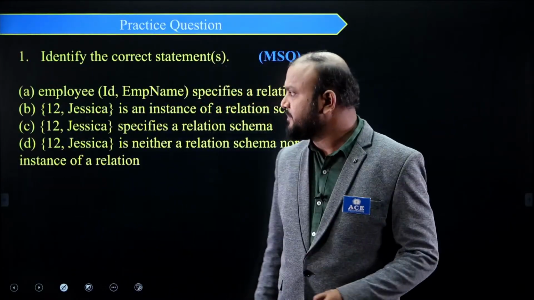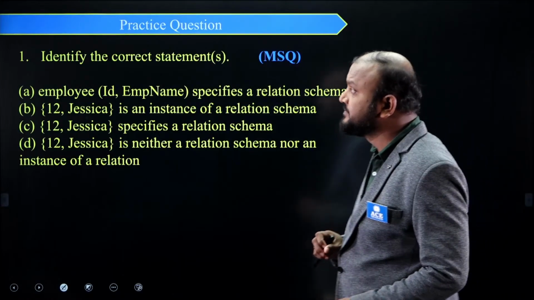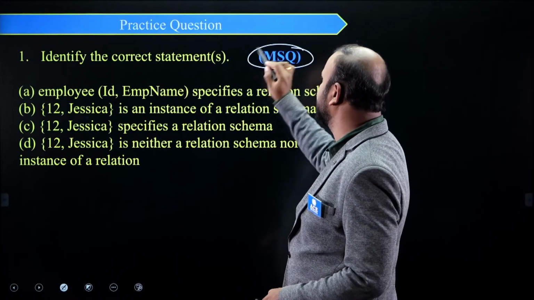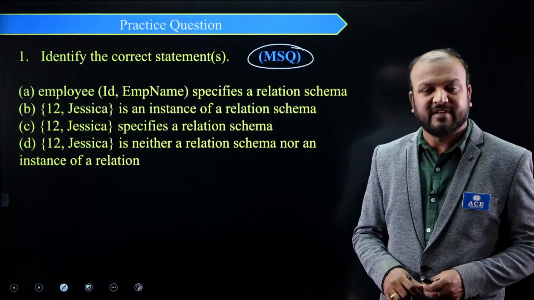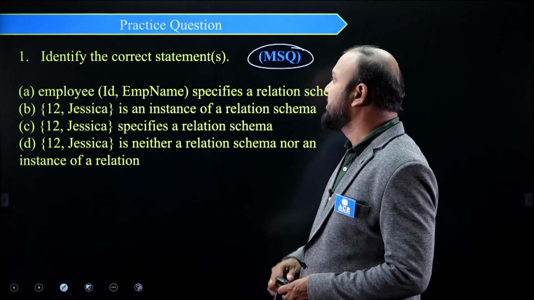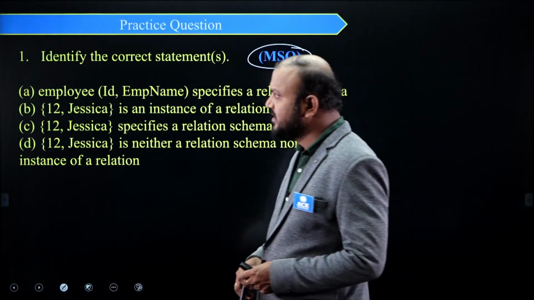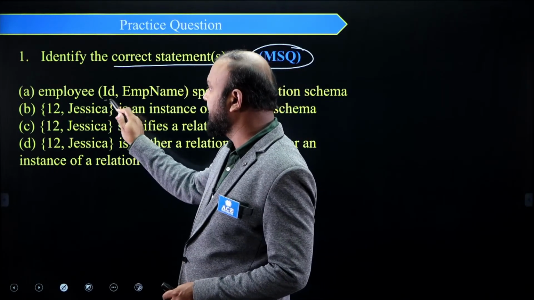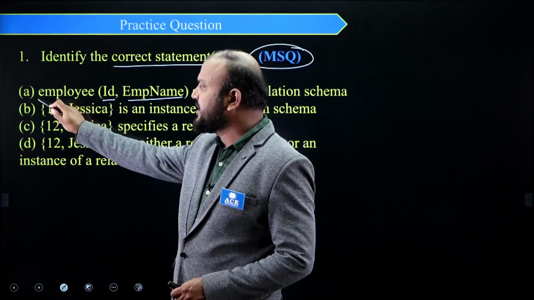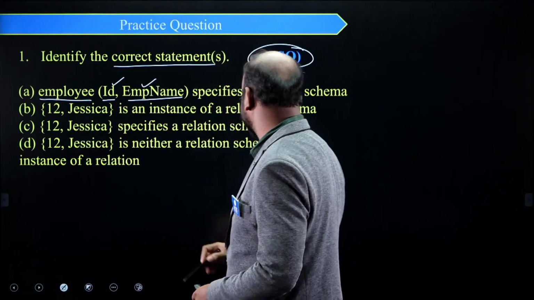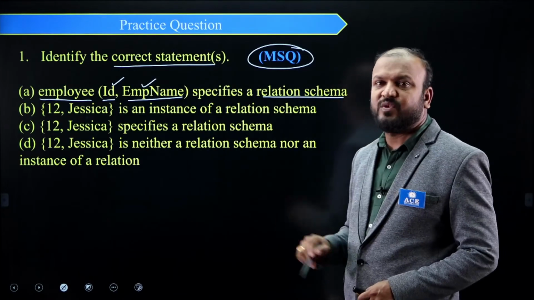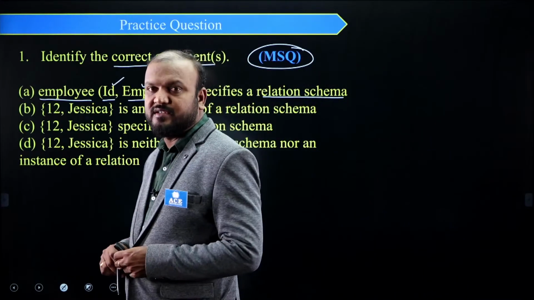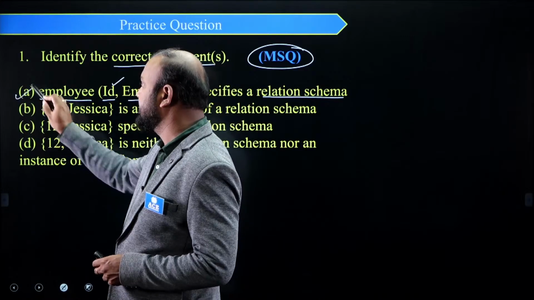Here, look at a practice question. Identify the correct statement. It is MSQ, but in RRB JE you don't expect MSQs. All are MCQs, only one option is correct. But okay, you can solve this kind of question. Identify the correct statements. Look, employee ID, employee name: Employee is a relation and these are the attributes of the relation. This specifies a relation schema. It is talking about a structure. Anything that is talking about a structure is called schema. So this is a correct statement.